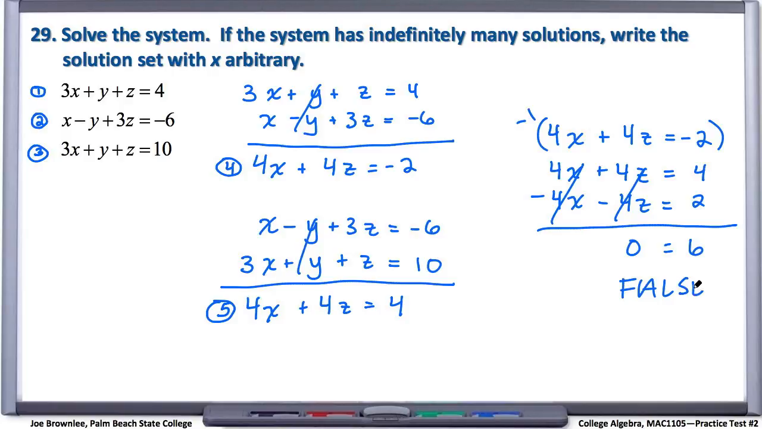That's false. And since we got a false statement as we were solving this system, this tells us that there is no solution to the system. There's nothing we can do. We can't move forward because when we tried to solve for z, remember we were trying to eliminate the x variable here, everything eliminated. The x and the z eliminated, and we ended up with a false statement. So we can't go any further. This system has no solution. So when you're solving, if you get a false statement, you know that your system has no solution.